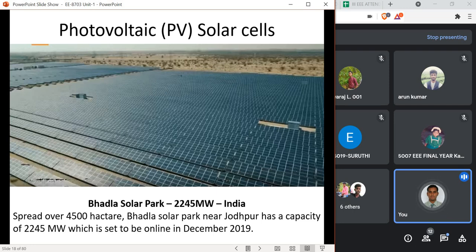Suppose you imagine that if we don't have any unwanted land and we have to use cultivation land, then imagine how much land is being wasted. In these 4,500 hectares, if we start cultivation, we can cultivate tons of crops, especially paddy.